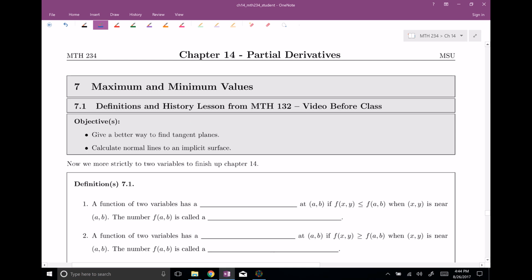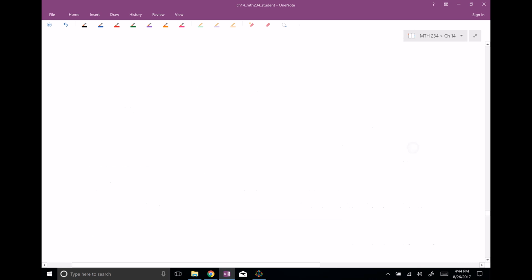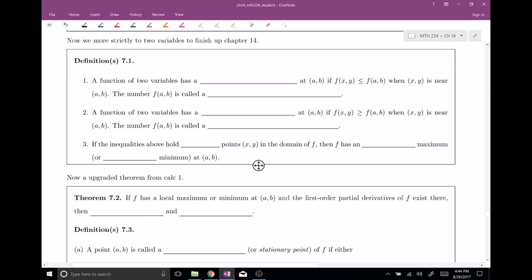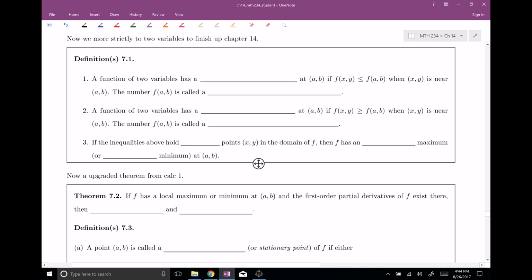We want to think back to the world of Math 132, that's Calc 1. And we're going to think about ways to find maximums and minimums in this section. Like it says here, we're going to be restricting ourselves, and we're only going to be using 2 variables in this section. We're not going to learn how to minimize or maximize 3 variable functions. It's just going to be functions of x's and y's. That's how we're going to finish up this chapter.